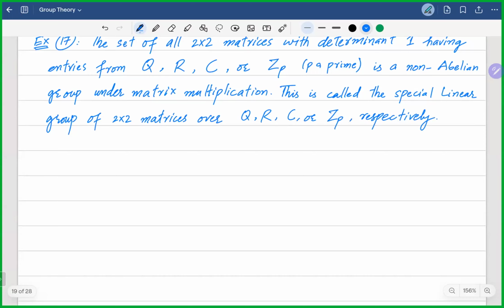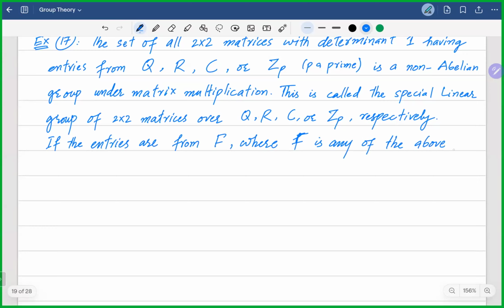If the entries are from any F, where F is any of the above, we denote this group by SL2 F. And the formula is given in example 9.